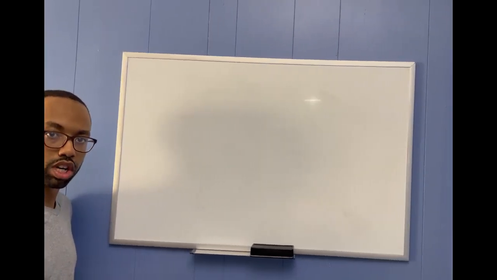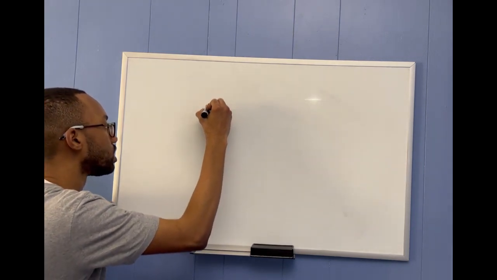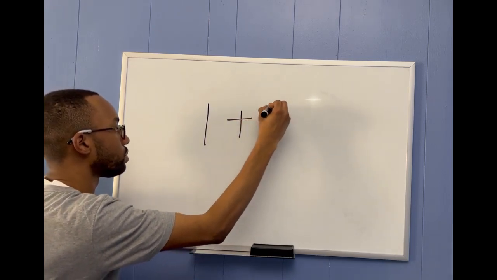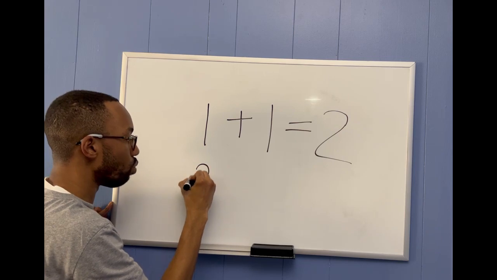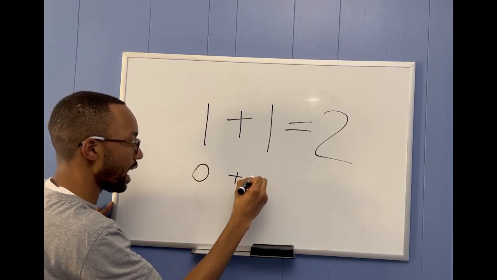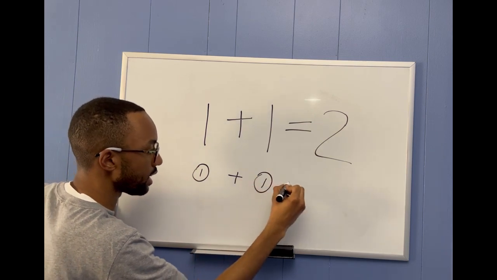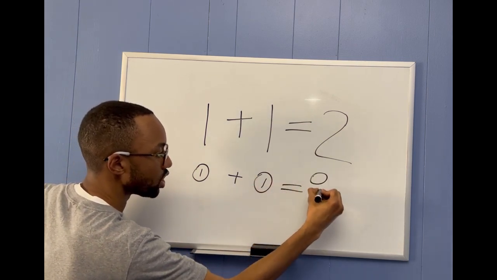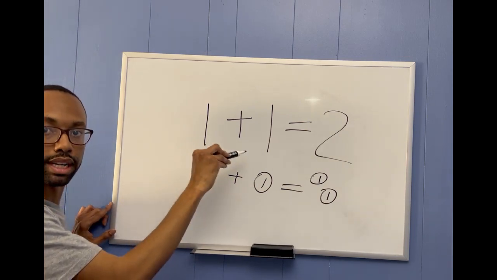So today we're going to go over addition and subtraction. Let's start with addition first. Let's start off with 1 plus 1 equals 2. If I have one marble and I have a friend that gives me one marble, then I will have two marbles. Therefore, 1 plus 1 equals 2.